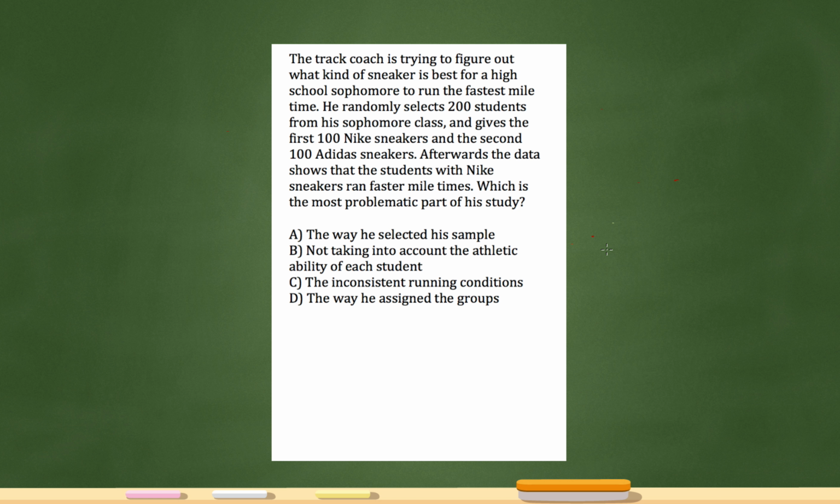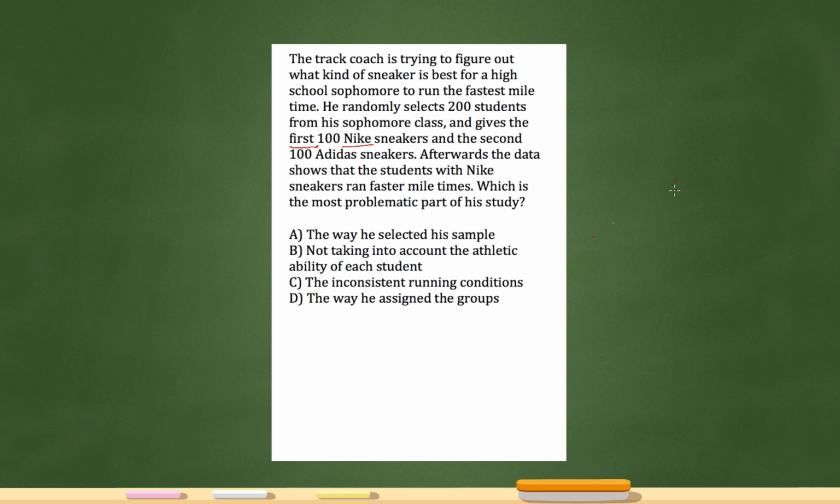Let's see. One major key point about studies like this, or random populations like this, is that whenever you do samples and surveys, you want to make sure that the group you're selecting is as random as possible. The problem here is that he gave the first 100 kids the Nike sneakers. Now, what if by chance those first 100 kids were the faster kids in the school? At that point, would it really matter what kind of shoes he gave them if these kids were already fast? No.